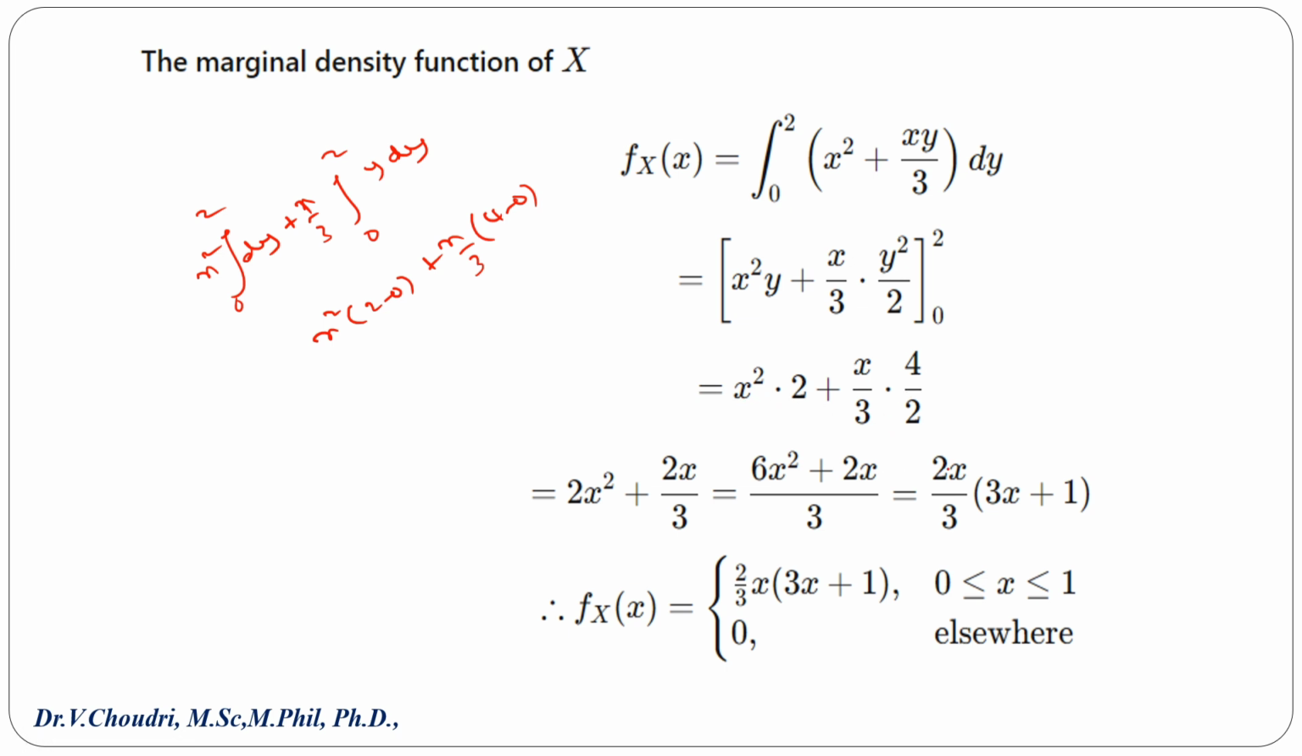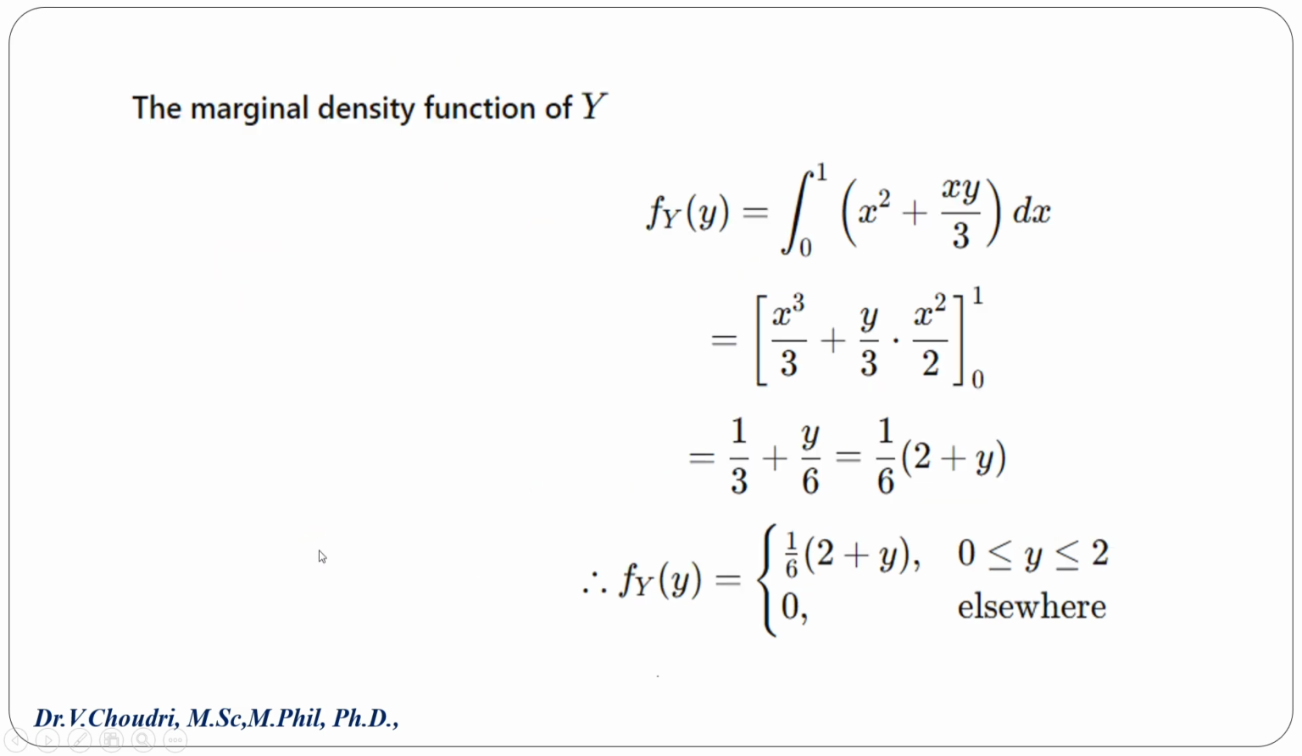Simplifying this, we may get 2x divided by 3 into 3x plus 1. Carefully, 2x square, 2 and 4 cancelled by 2, so 2x divided by 3. Taking LCM here, 2x square into 3, 6x square plus 2x by 3. Or take 2x by 3 outside, and take common 1 plus this one. Right. Now this is f of x, limits of x 0 to 1.